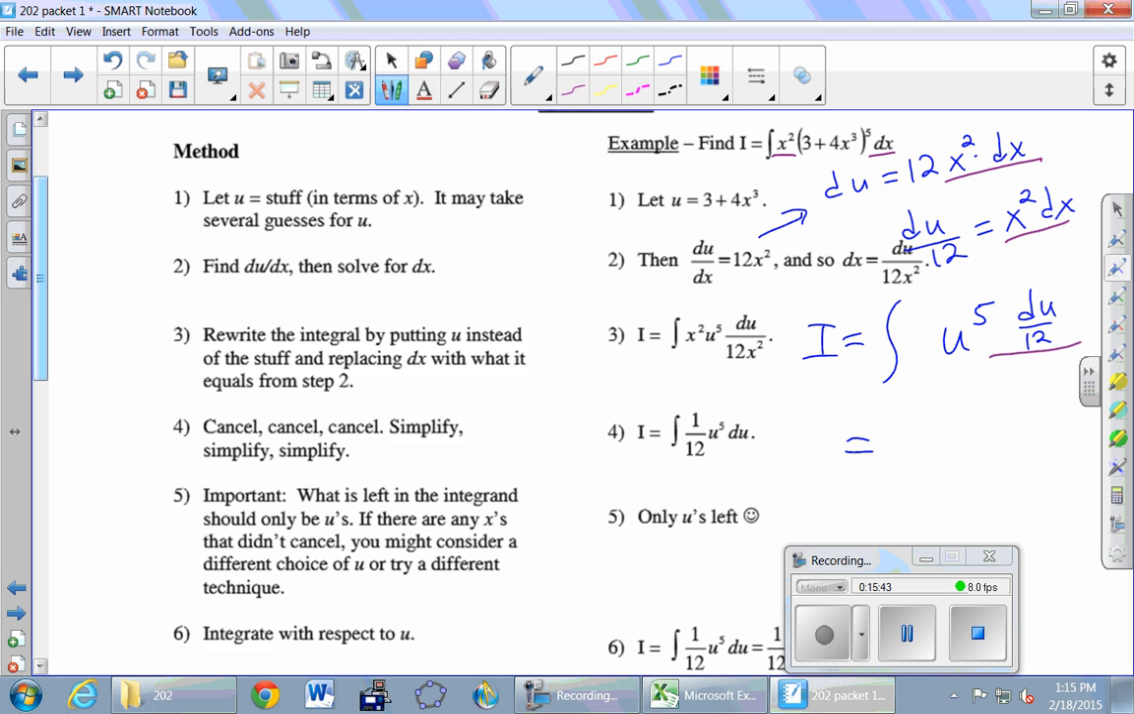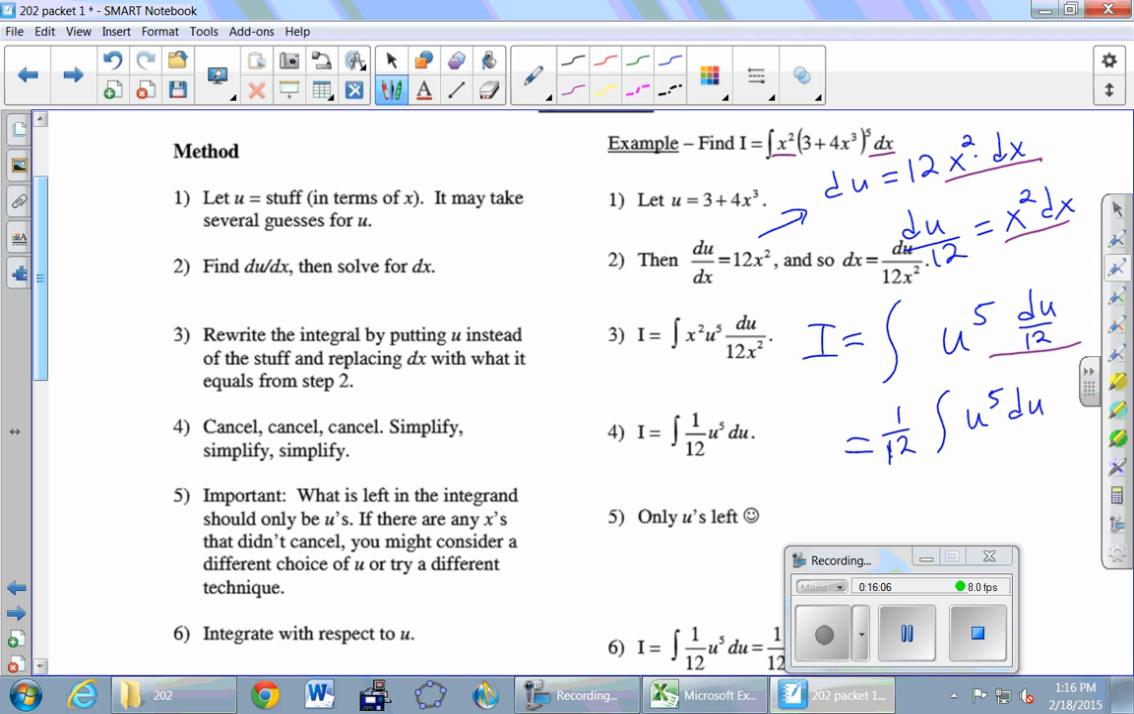What constant can I take out of this new integral? 1/12. And then we've got this integral of u to the 5th du. And then mercifully, an integral that was on your sheet, right? This is just u to a power du, which is one of the very few things. I say few, there's like 10 things we know how to do, and you've got to try to get to one of those 10 things.